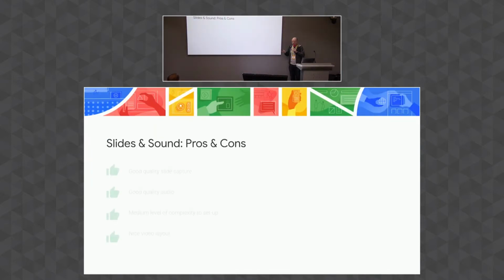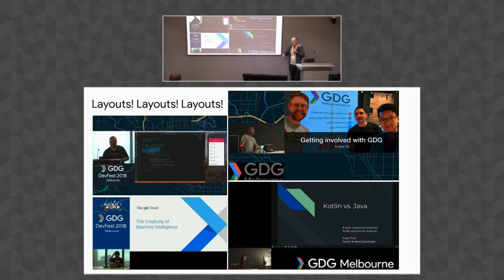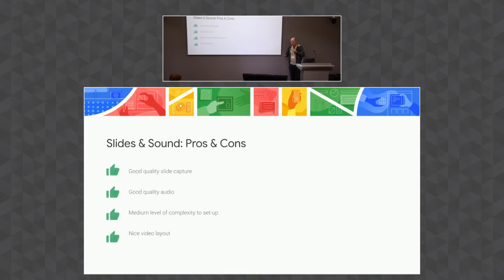So the pros and cons of this approach: very good quality for your slide capture. As you saw in the previous slide, you can see them quite nicely when you're watching full screen. Good quality audio. It's not awesome quality audio, but it's much, much better than just with camera. That mic does a pretty good job, and it's only, I think, $15 or something, and that's Australian money.